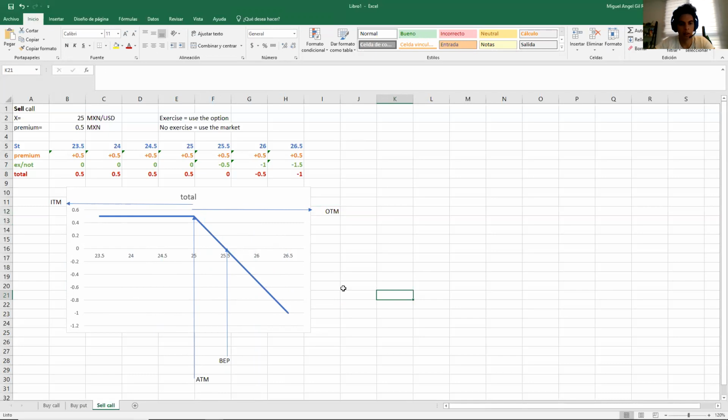So this is the analysis of selling a call. In the next video, we're going to do the final combination, which is selling a put.